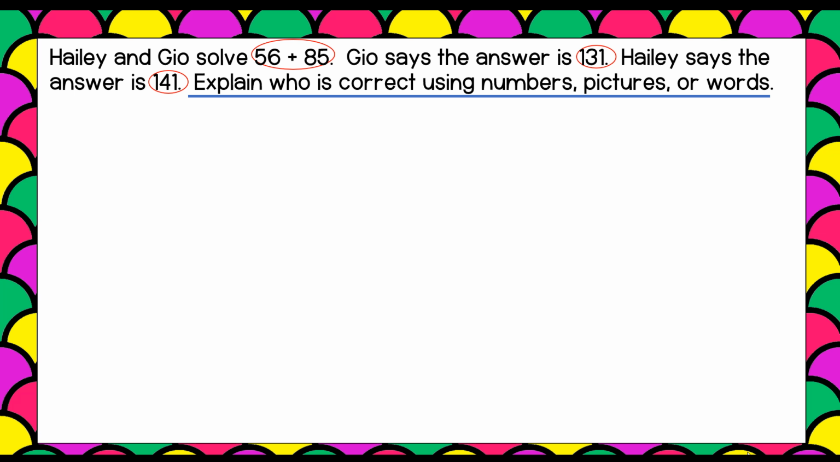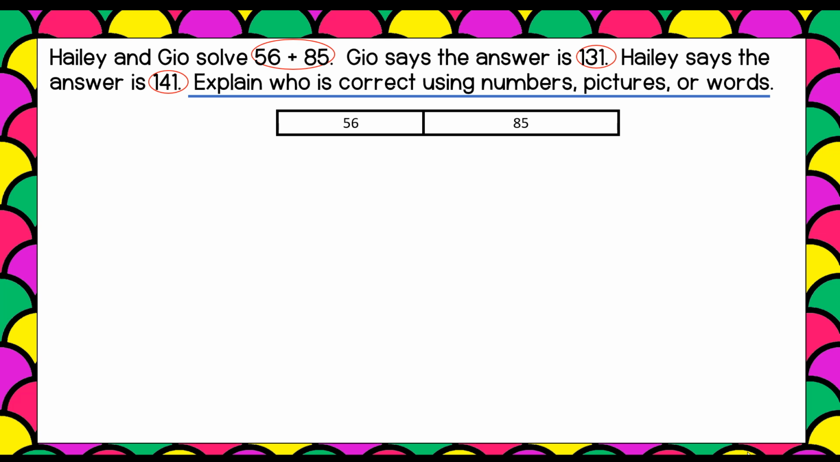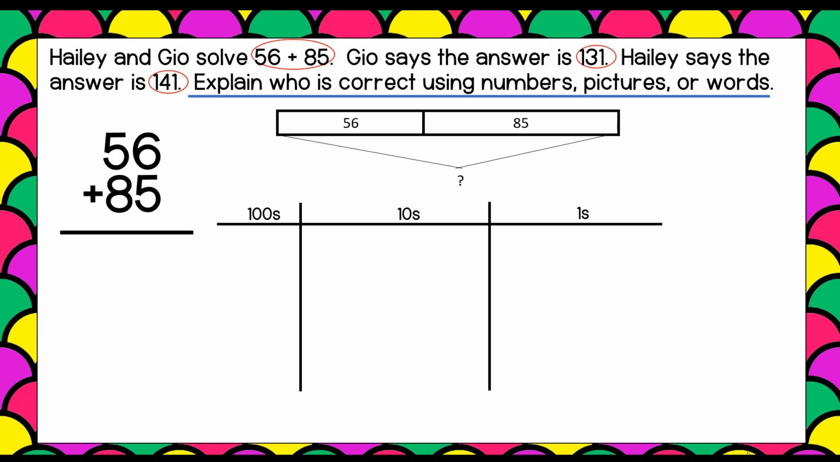We know that the math problem to be solved is 56 plus 85, and we want to know what that equals. I'm going to put the vertical notation over to the left. Okay, here's our place value chart. Remember, when we know our parts, we're adding, we're putting together. We need to put together 56 and 85 and determine if it's 131 or 141.